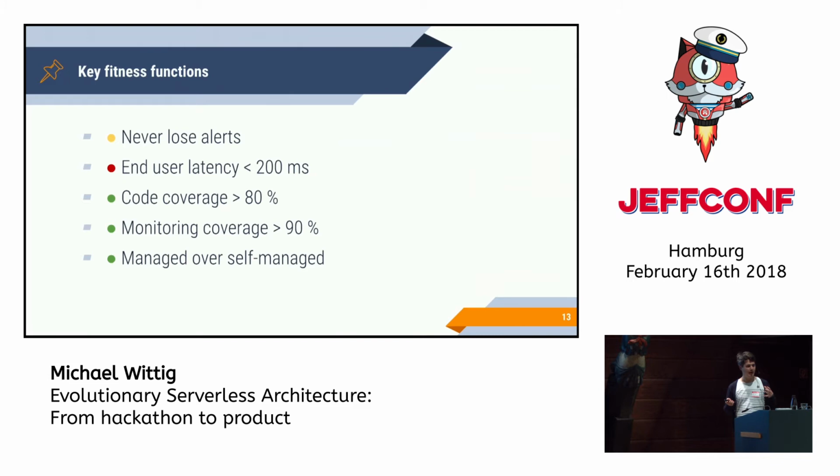Okay, so if you apply the fitness functions to this architecture, there are some situations where we lose alerts because Slack only waits for 2 seconds, and depending on how far we were while processing this request, it could be that we just missed the alert. Also, end-user latency was very often well above 200 milliseconds, like 5 seconds and 10 seconds and higher. But still, we achieved good code coverage, our monitoring coverage was good, and we also had only managed services in the architecture.